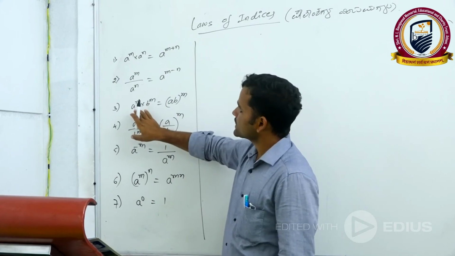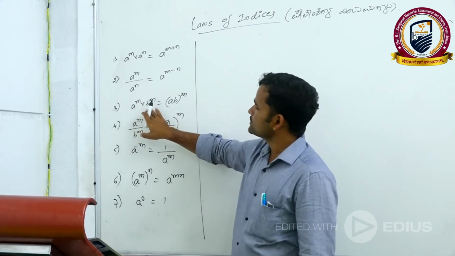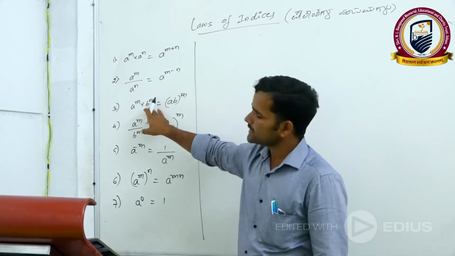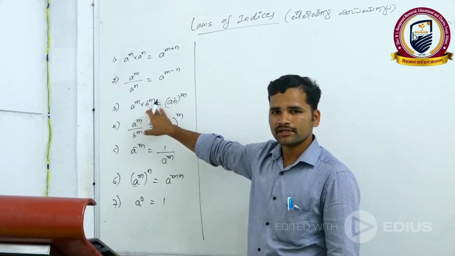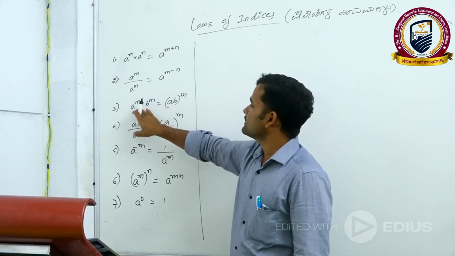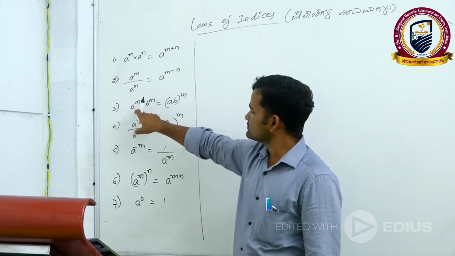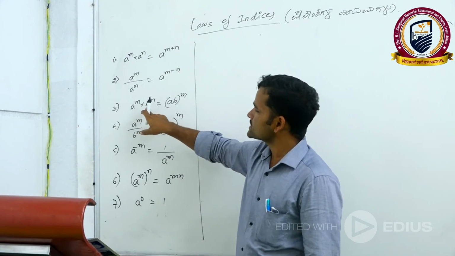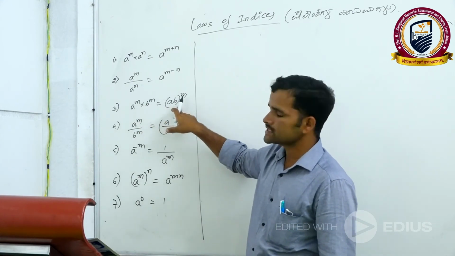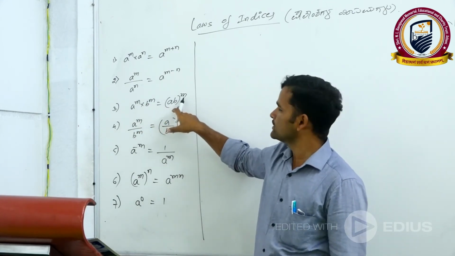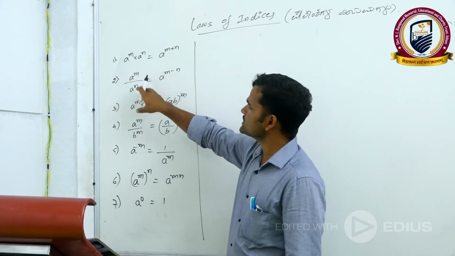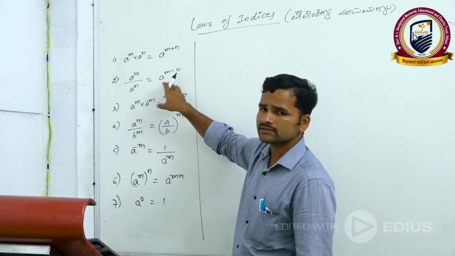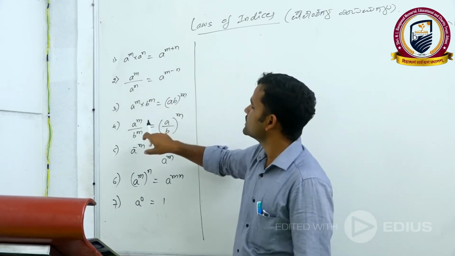Next case you observe here, a to the power m into b to the power of m. The bases are different, and the power is same here, m and m. When bases are different and powers are same, this is nothing but a into b whole to the power of m. In the same way, here also a raised to m by a raised to n is equal to a raised to m minus n.